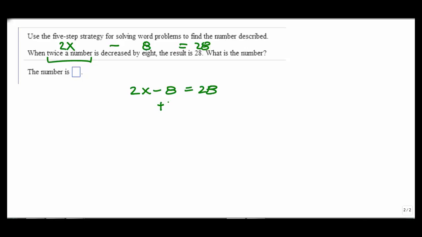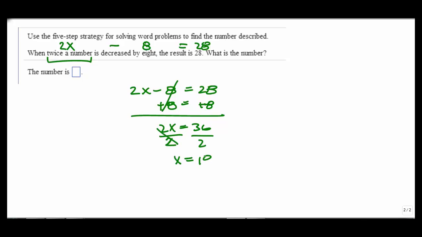And then I'm asked to solve by adding 8 to both sides. Canceling, 2x equals, looks like we'll have 28 plus 8 is 36. Divide both sides through by 2. And I get x equal 18. So I think our number is 18, but let's go ahead and check this.